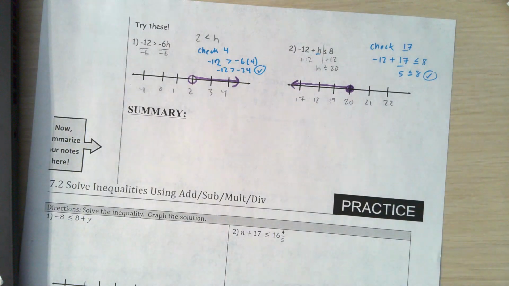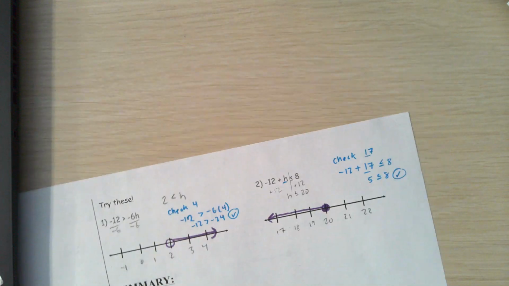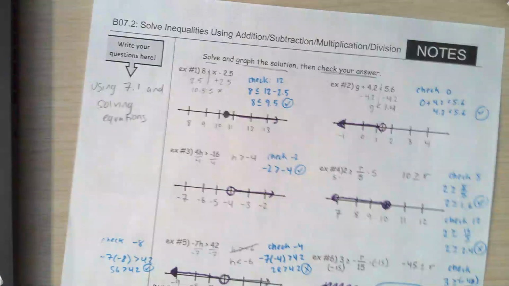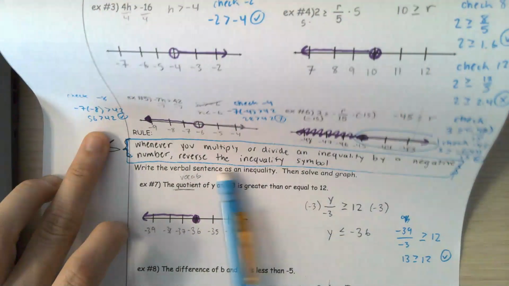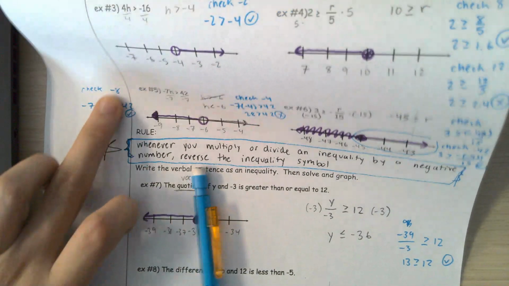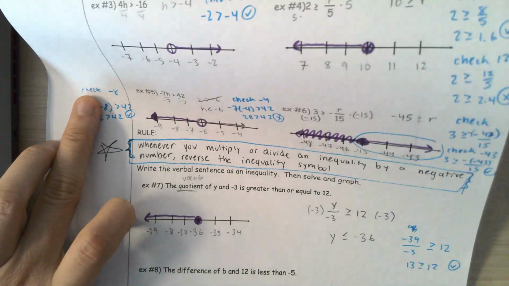All right? So this is pretty much the same as the last lesson, but now we're involving one-step equations, right? Like solving equations. And then you have to remember this rule. If you multiply or divide by a negative in an inequality, you need to reverse the sign, right? So don't forget that, because it's going to trip you up and it's going to come up again in the future.